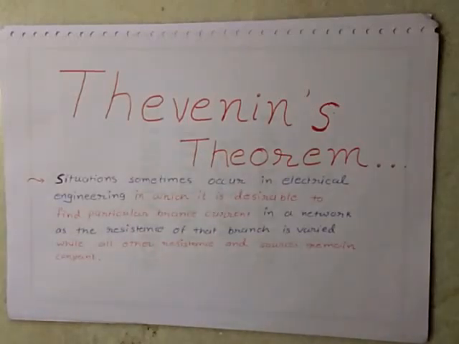Hello friends. Situations sometimes occur in electrical engineering in which it is desirable to find a particular branch current in a network as the resistance of that branch is varied, while all other resistances and sources remain constant. To handle such a situation, Thevenin's theorem is used. So let us understand Thevenin's theorem with some examples.